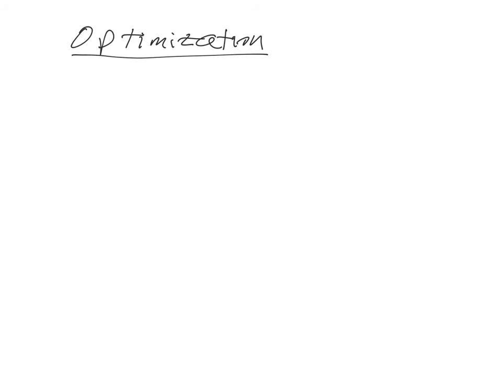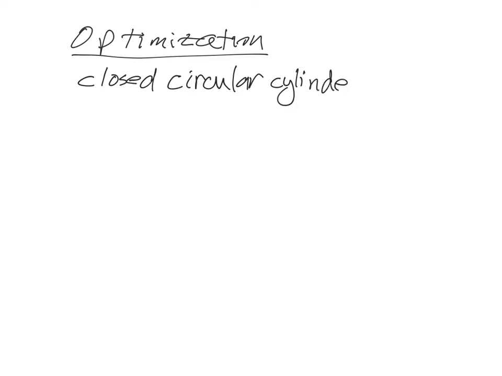Other optimization problems we looked at. A closed circular cylinder. Know the volume of that. Volume of a closed circular cylinder is what? You think we know that? We've looked at that one quite often. Yeah, hopefully it will come back to you.